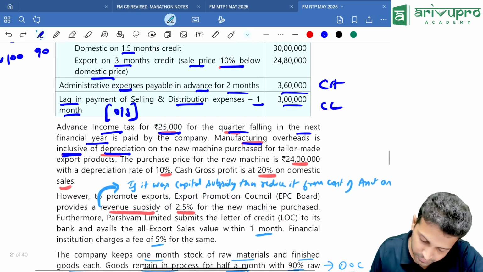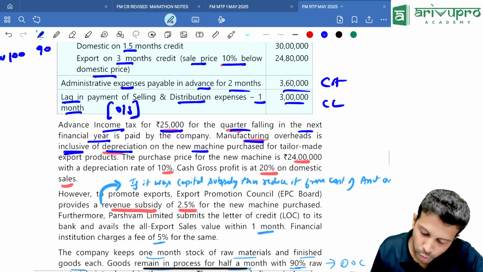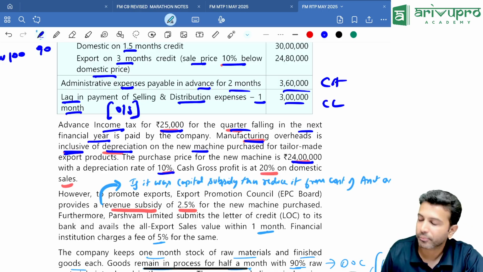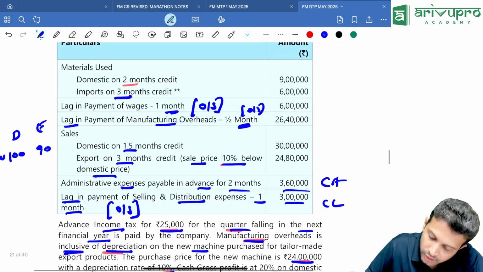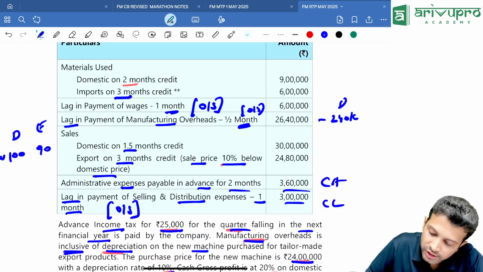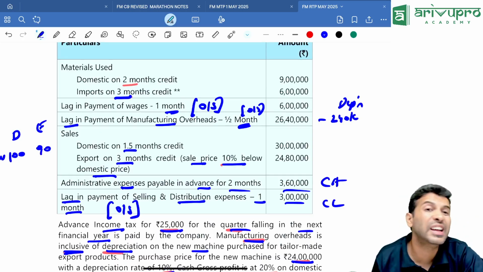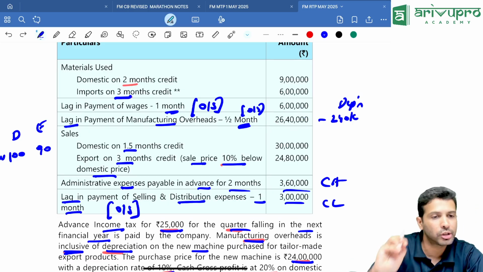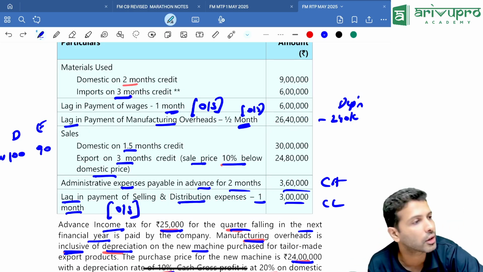It is inclusive of depreciation of new machinery, and this new machinery's purchase price is how much? 24 lakh. Depreciation rate is how much? 10%. Calculate depreciation, 10% of 24 lakh. How much is that? 2,40,000 is the depreciation included. We have to include or eliminate? Eliminate. That means from this number, we have to reduce 2,40,000. That understanding everybody has got.